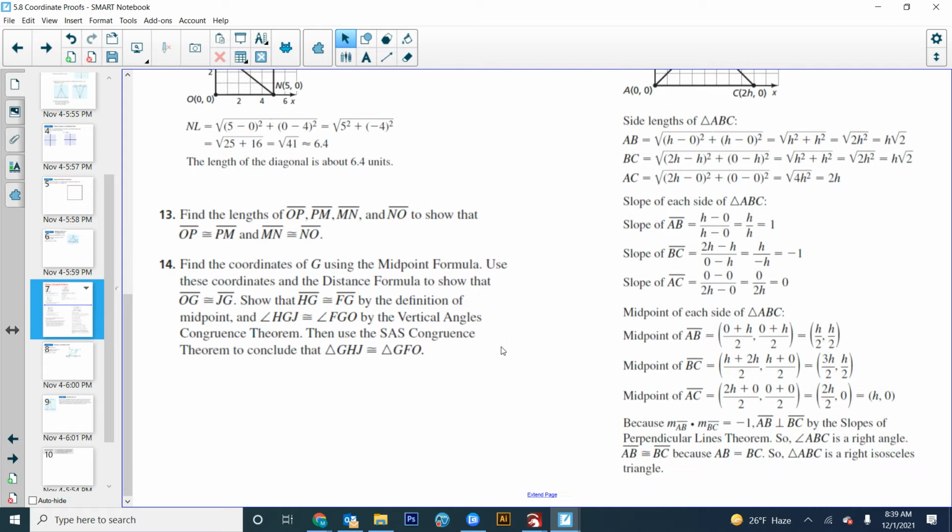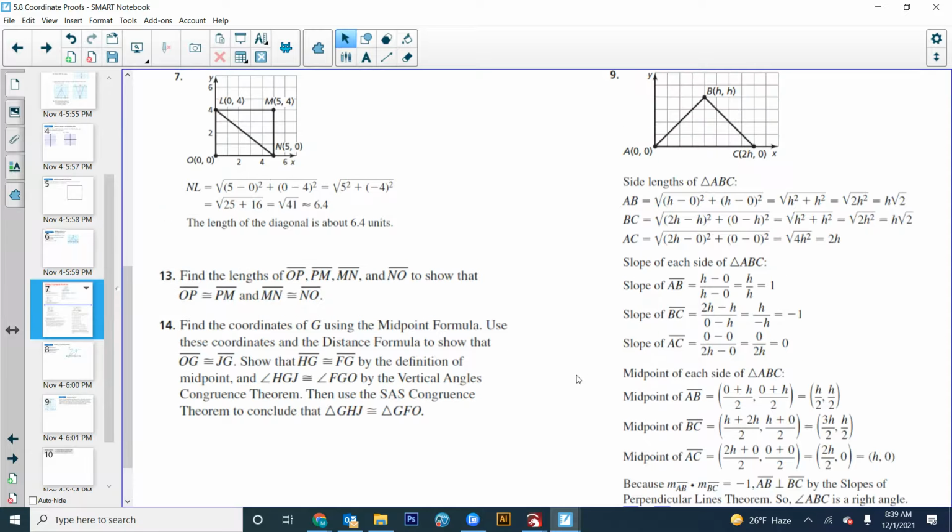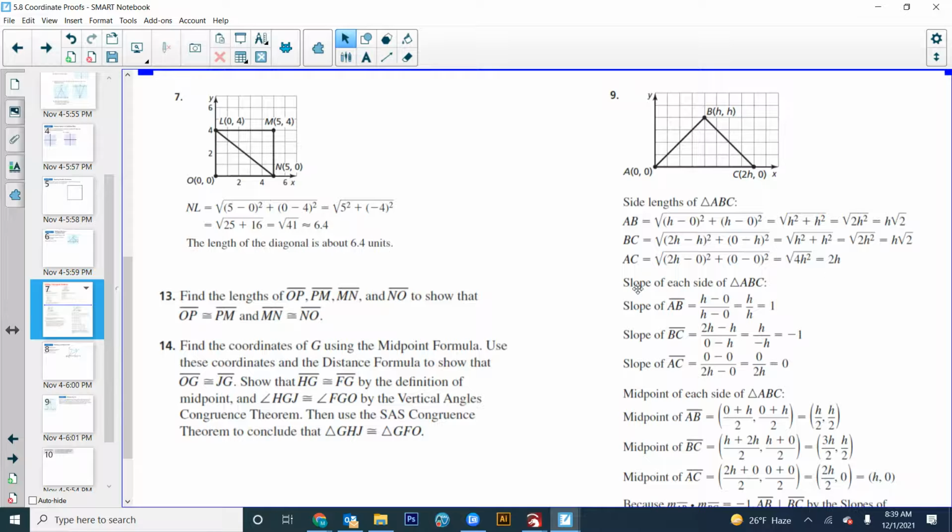All right. Any from the homework you'd like to talk about? Kind of? 9? All right. 9 said, graph the triangle with the given vertices. Find the length and the slope of each side of the triangle. Then find the coordinates of the midpoint of each side. Is the triangle a right triangle? Isosceles? Explain.